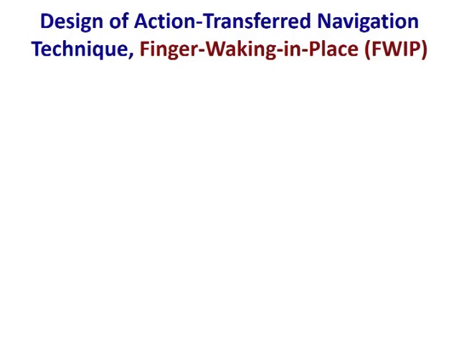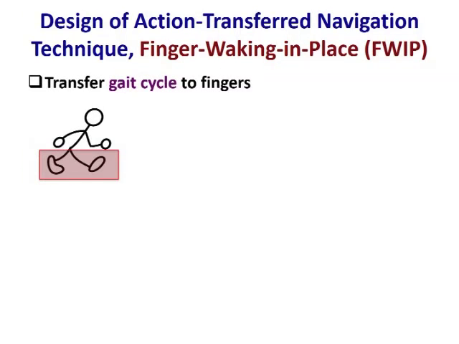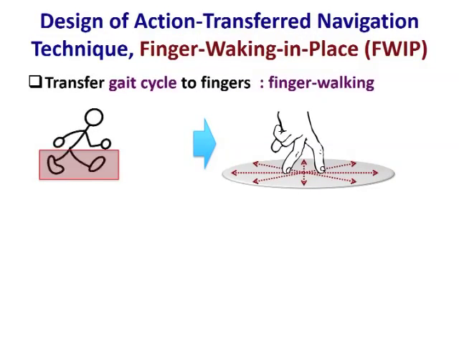We call our action transfer navigation technique the finger walking in place technique. Here, let me show how to design the finger walking in place technique. First, we transfer the gait cycle sub-action to fingers for translational control of a viewpoint. This is very straightforward. You may think about walking on a treadmill.